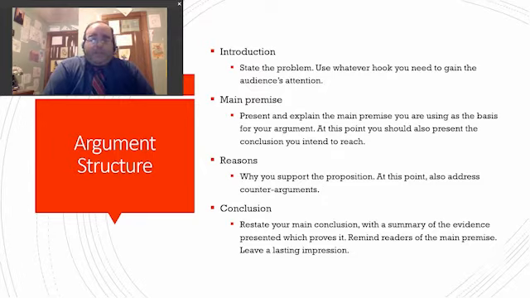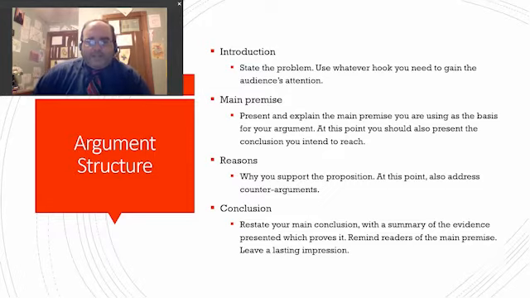It should include an introduction where you state the problem and use whatever hook you need to gain the audience's attention. You should have a main premise, where you present and explain the main premise you are using as the basis for your argument. At this point, you should also present the conclusion you intend to reach. So the main thing that you are trying to argue and the conclusion you want to achieve. That is to say, what should be done, or what action has to be taken, or what the actual truth is that you feel.